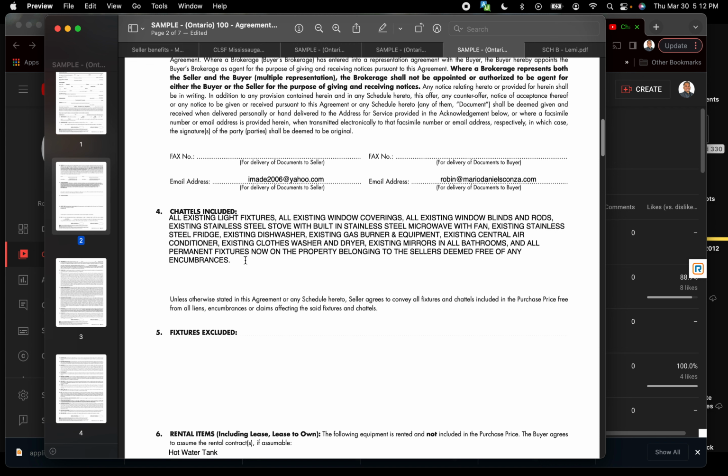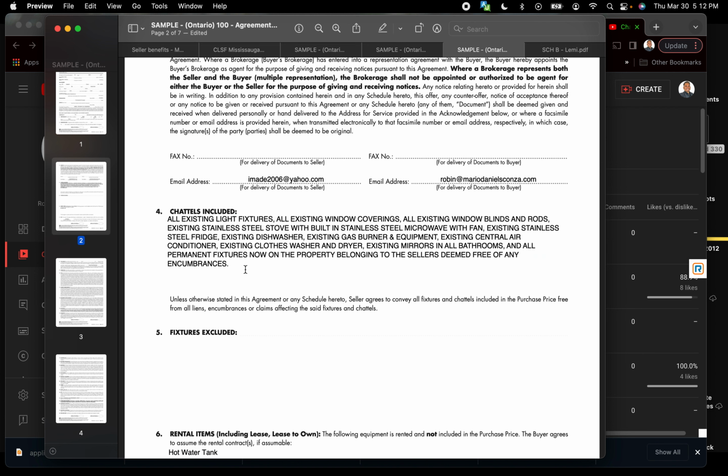Here are the chattels. The chattels are very important. This is the part that's not necessarily the house, but is included in the transaction. These are things like the appliances and the home systems. We'll go through them one by one and make sure that in your case, these items are included in the agreement.